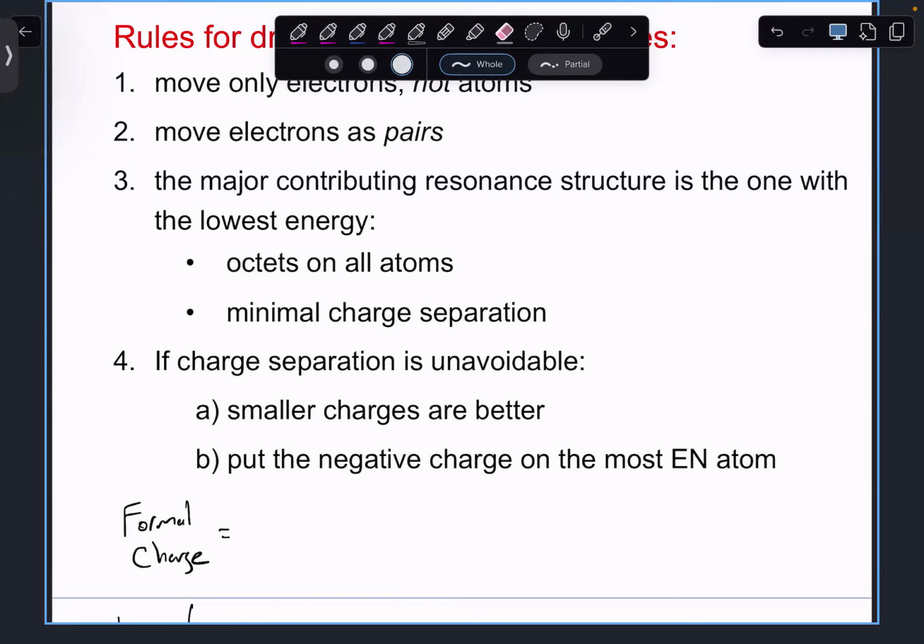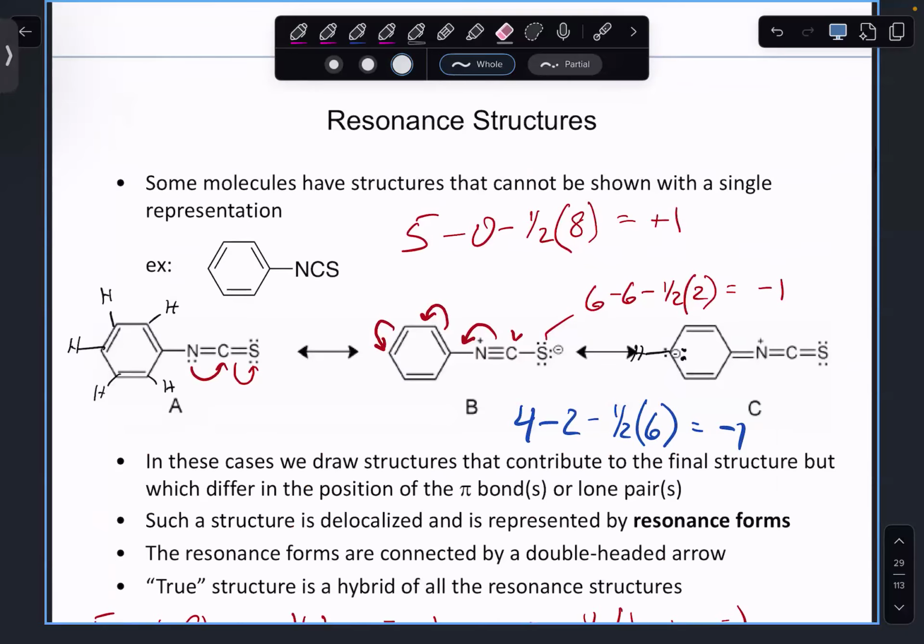So let's see if we can figure this out with these 3. Which of these 3 would be the best resonance form? It's going to be A, because A has 0 charges. That's kind of the first and foremost rule. Neutral resonance forms are better than charged resonance forms. So A has no charges, so it's going to be the best. All right, now what's second?